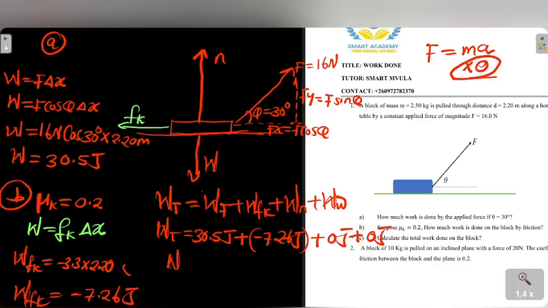So now we have the total work done. We have 30.5 joules, then positive times negative, we have 7.26 joules negative. So the total work done here would be 30.5 minus 7.26. The total work done will be 23.2 joules. So that one becomes the total work done on the block there.